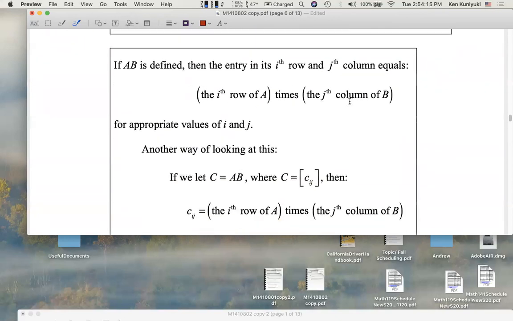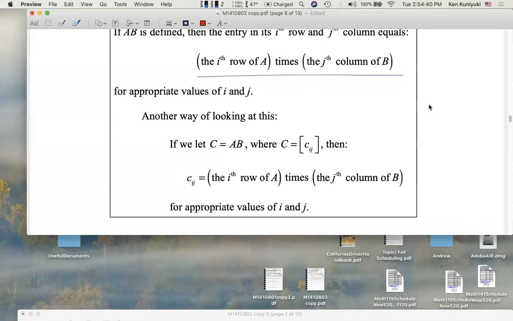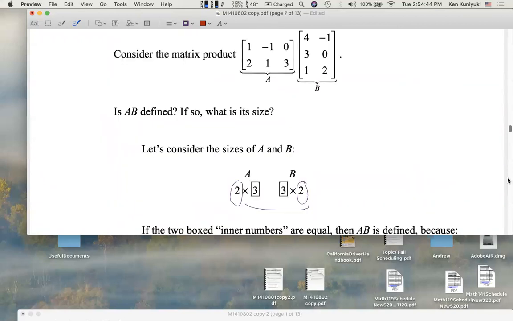And remember, you don't have to remember this. I'm going to show you a shortcut, but here's the long way, the harder way. The book way: if AB is defined, then the entry in its ith row and jth column is the ith row of A times the jth column of B. Do you think you can really remember that? Me neither. So there's a shortcut. This is true, but there's a shortcut, which works a lot easier for me.